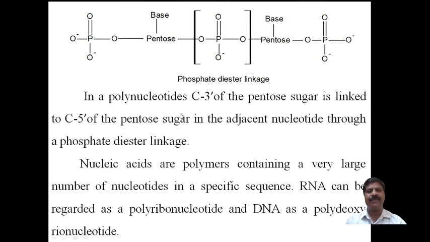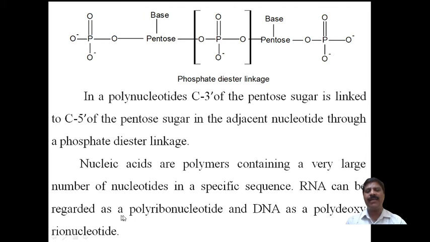Here what happened? Actually, this group will be formed now. Here this is the pentose sugar, and this is the pentose sugar, and a diester bond will be formed with the adjacent nucleotide through a phosphodiester linkage. Therefore, nucleic acids are polymers containing a very large number of nucleotides in a specific sequence.